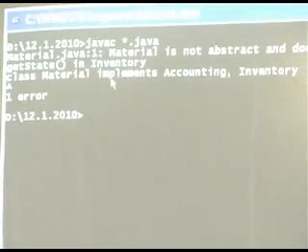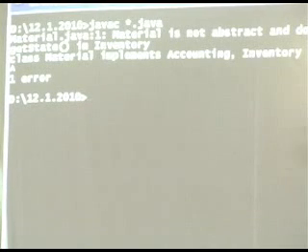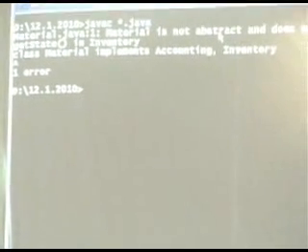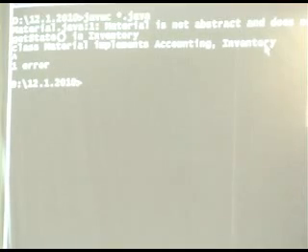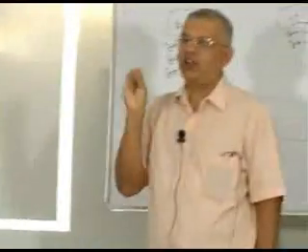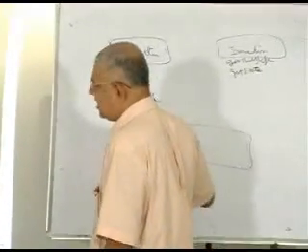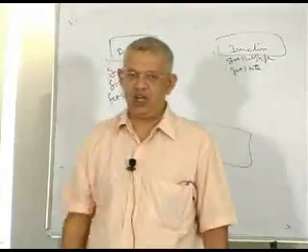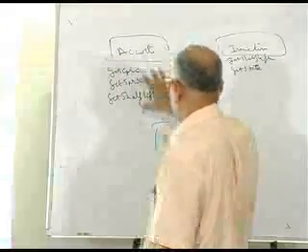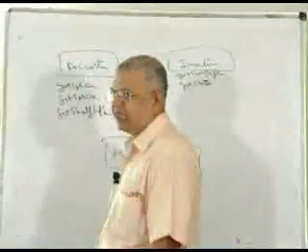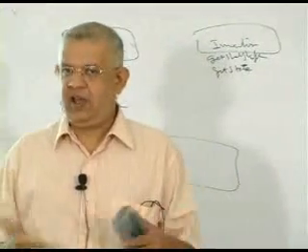Now we'll understand that later. But at that point, just understand that he's pointing out you're supposed to implement the accounting interface and inventory interface in toto. You have not implemented those interfaces, and that's why you need to declare the material class as abstract, because it's violating this contract. An abstract class can violate because an abstract class is an incomplete class.